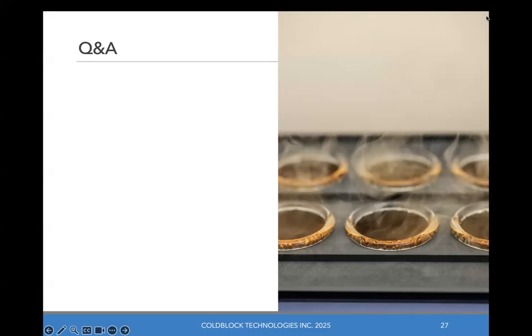Okay, we have another question. Can you speak to the scalability of the method? How many samples per cycle?